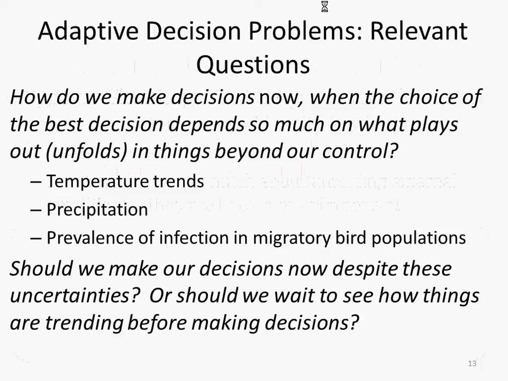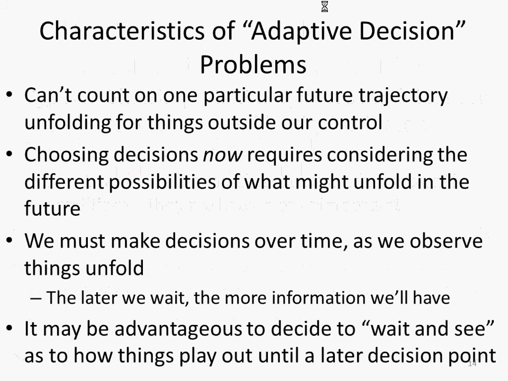Should we wait to learn and see how the temperature is going to be trending, and then act? So, here we can't count on one particular trajectory in terms of temperature. It could go up, it could go down. Can't count on one thing. And what it does may depend a lot on what's best now. And we want to consider these different possibilities of what might unfold to figure out what to do now.